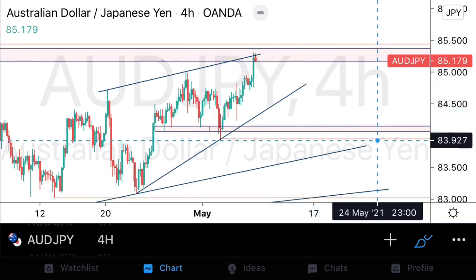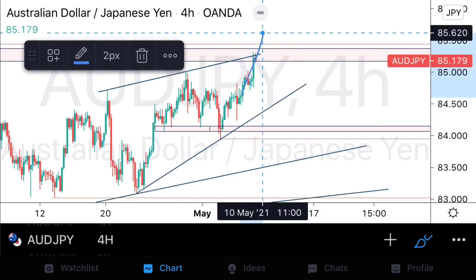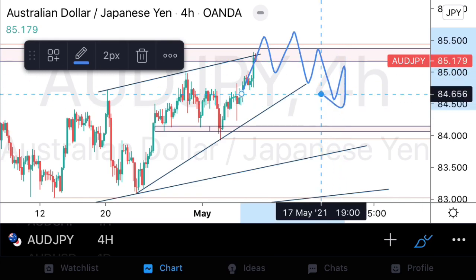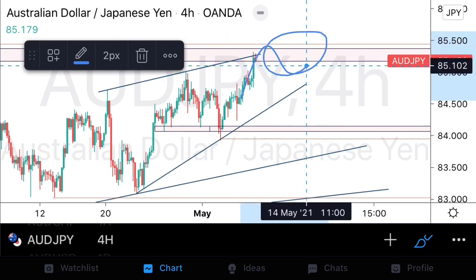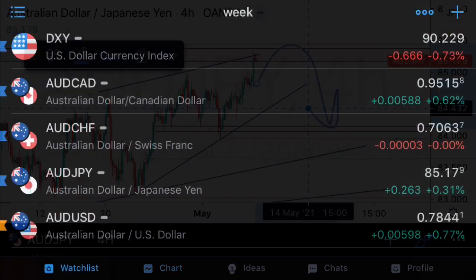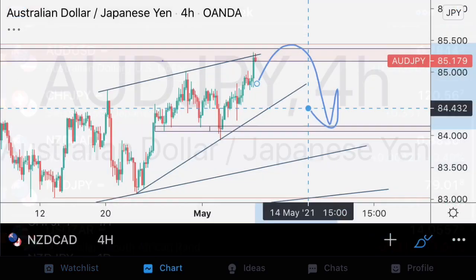So once we see something like that happening on AUDJPY, I'm definitely going to want to involve myself on the sell side of things. So that's all I'm looking for on AUDJPY, reversal structure within these areas here, and then some potential downside. Let's go on to NZDCAD.